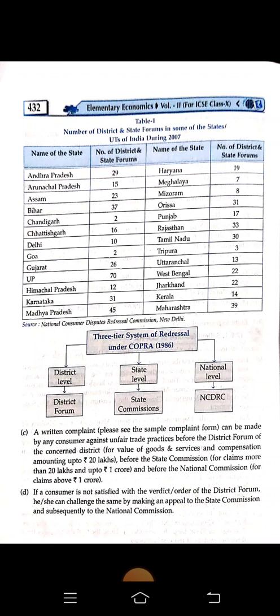So point number D is, if a consumer is not satisfied with the verdict or order of the district forum, he or she can challenge the same and make an appeal to the state commission, and subsequently he or she can move on to the next level, that is the national commission.